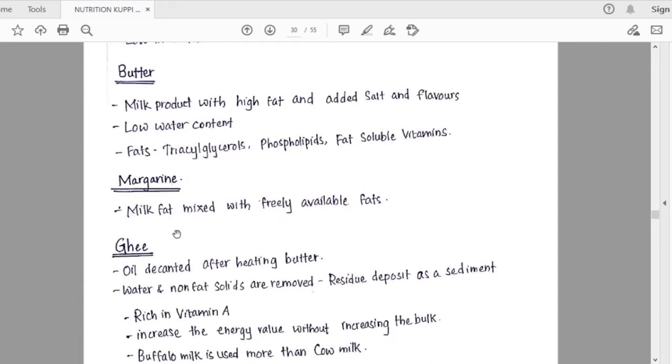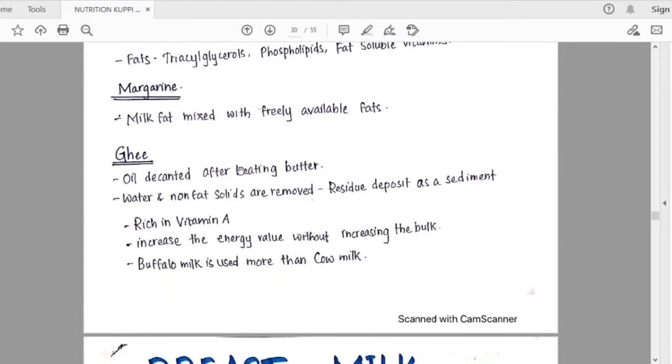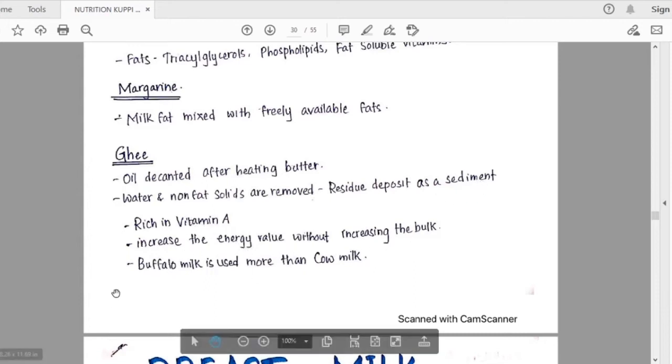Margarine is milk fat mixed with freely available fats. We mix other fats with the milk fat, for example vegetable fat or sunflower oil extracts mixed with milk fat, and that is how we produce margarine. Ghee is oil decanted after heating butter. When we heat butter, a quantity of oil is naturally excreted, and when that is separated we get ghee. Water and non-fat solids are removed and deposited as sediment. It is rich in vitamin A and increases the energy value without increasing the bulk. Buffalo milk is used more than cow's milk; ghee is produced mainly from buffalo milk, and it is used a lot in India.